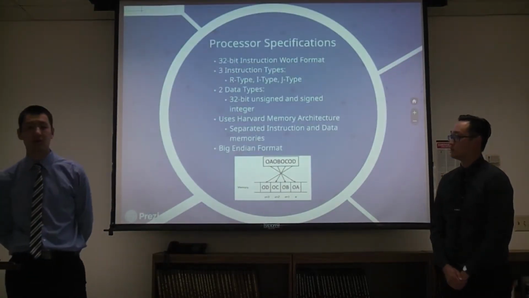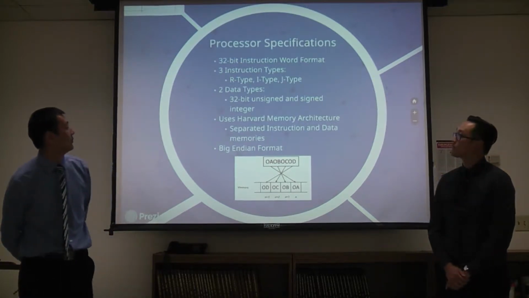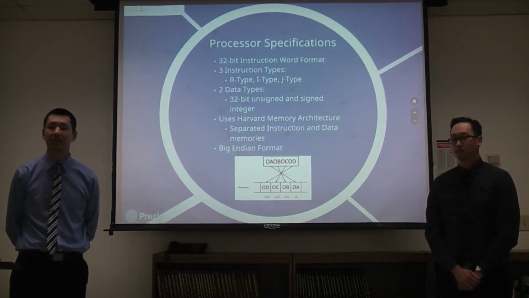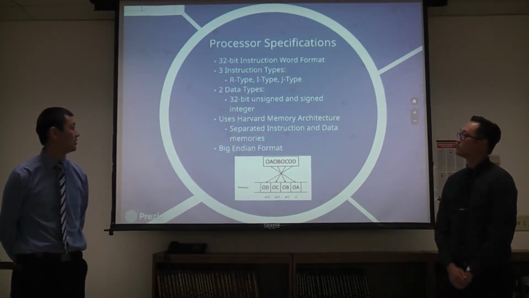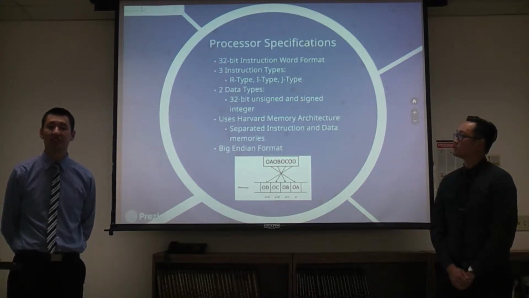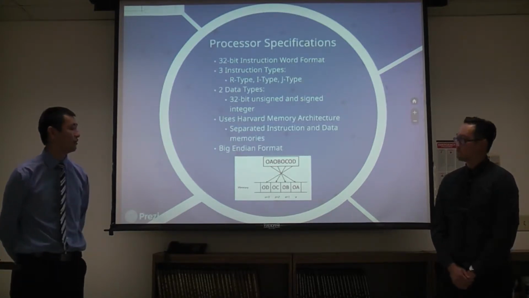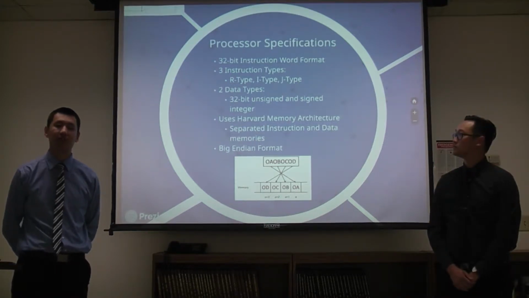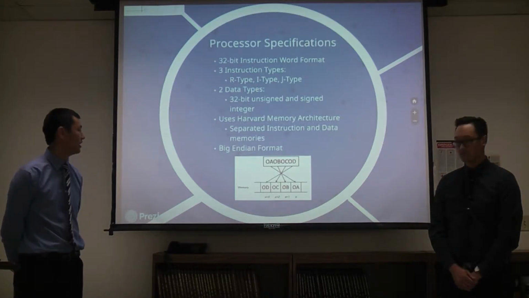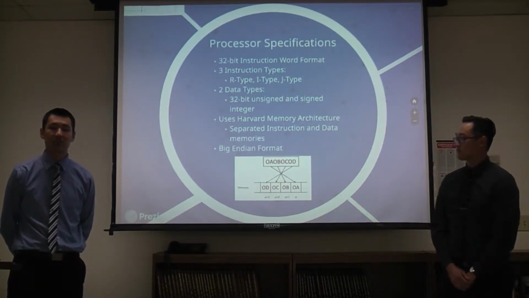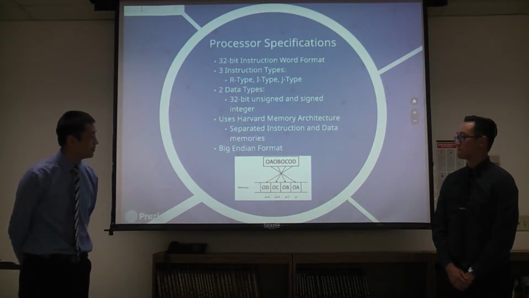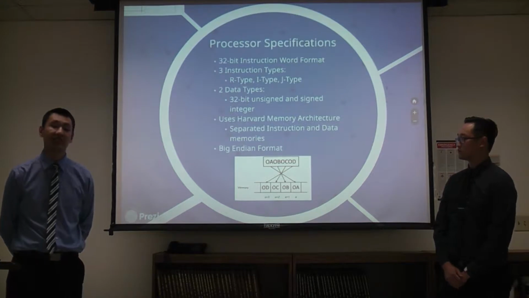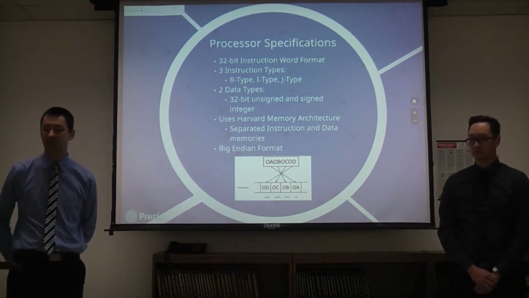Jumping into our processor specifications. The FPU has a 32-bit instruction word format and uses three instruction types: the R type, I type, and J type. Two data types, unsigned and signed 32-bit integer. It uses the Harvard memory architecture, where the data and instruction memories are separated, and it uses big endian format, which is where the most significant byte is saved first, and the least significant byte is saved last.